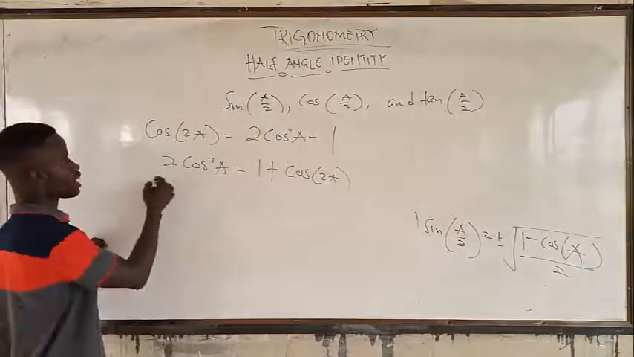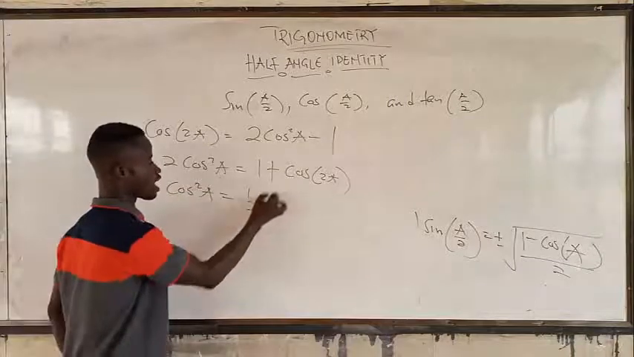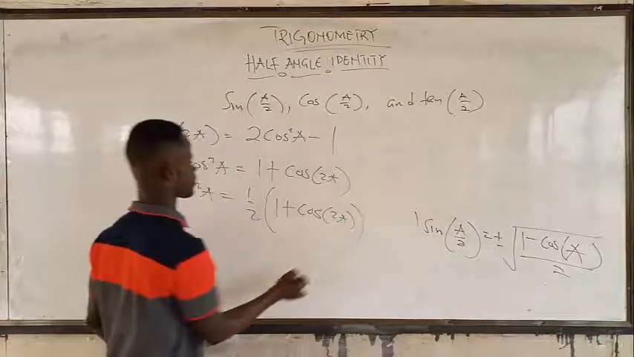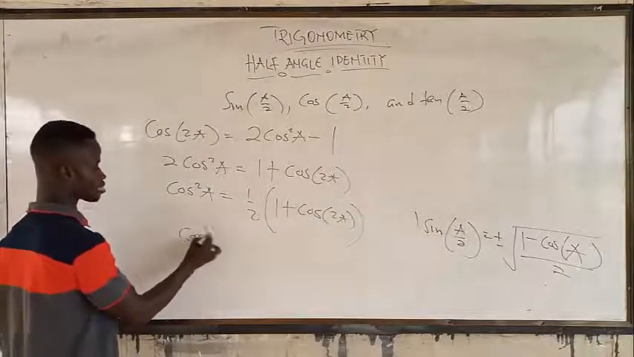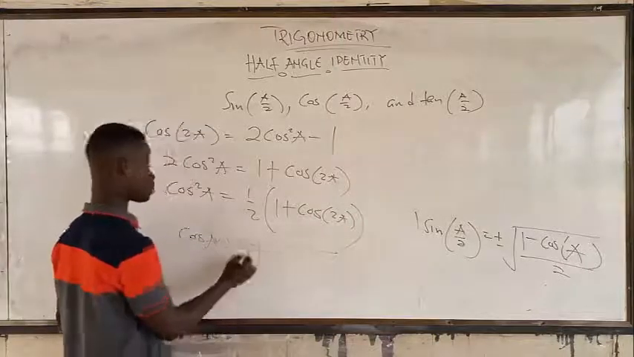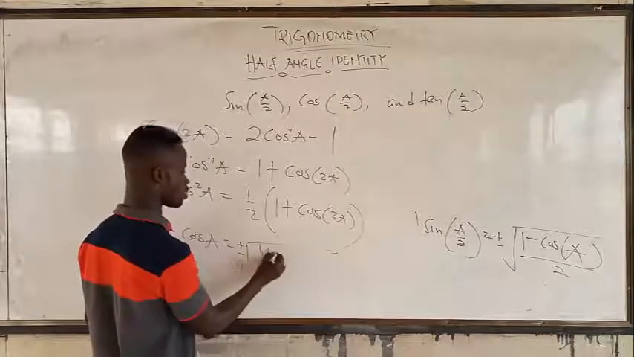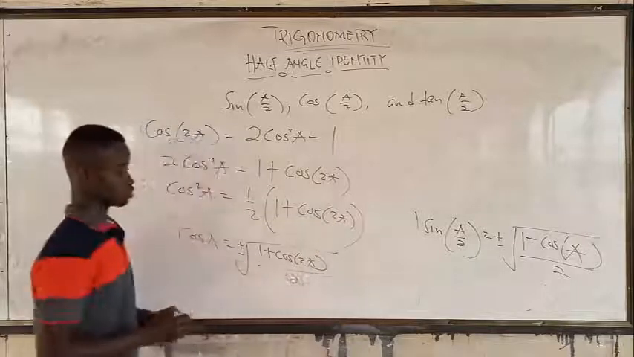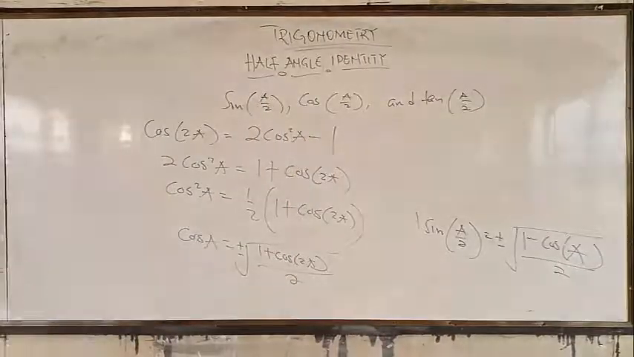So cos square a will be equal to half multiplying 1 plus cos 2a. When you take the square root of both sides, you are going to get plus or minus the square root of 1 plus cos 2a, all over 2.